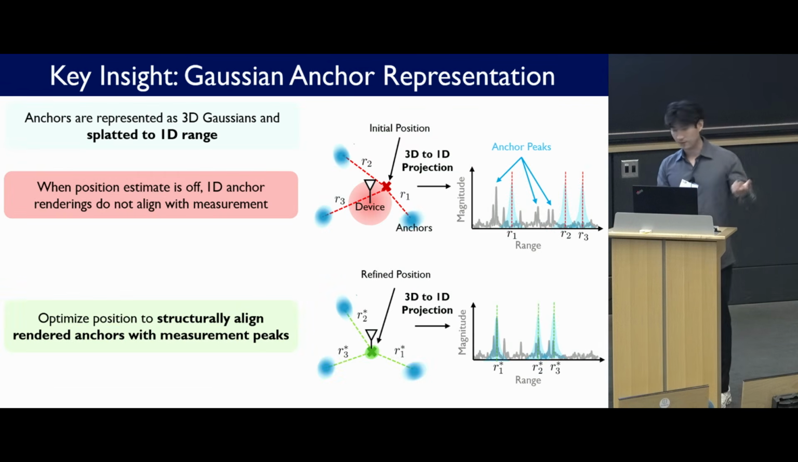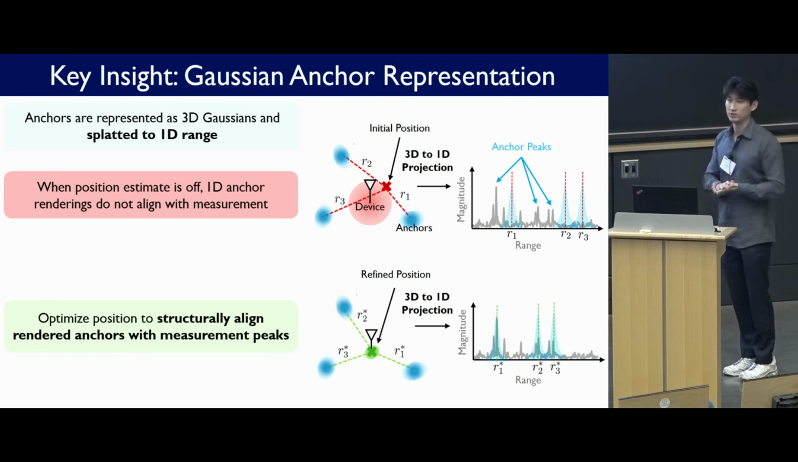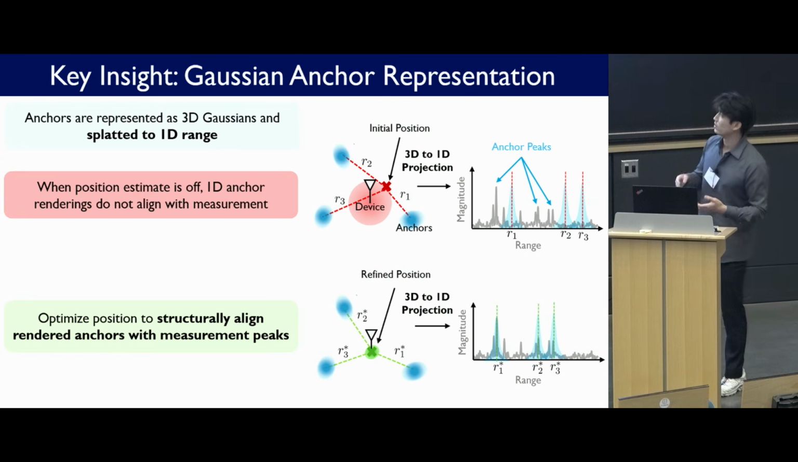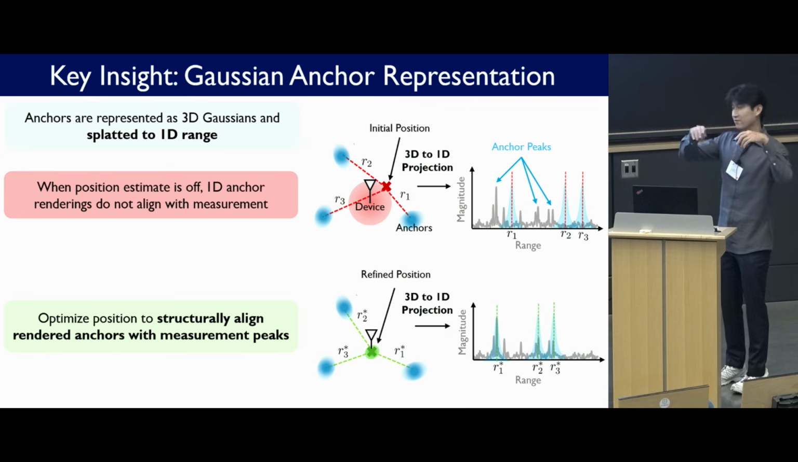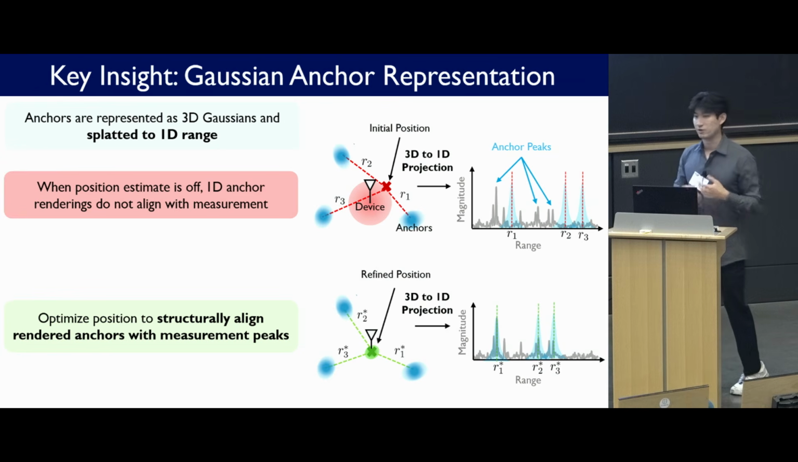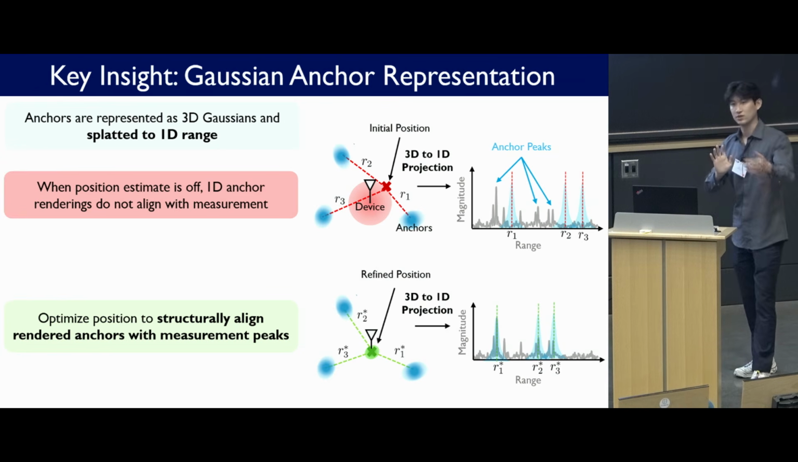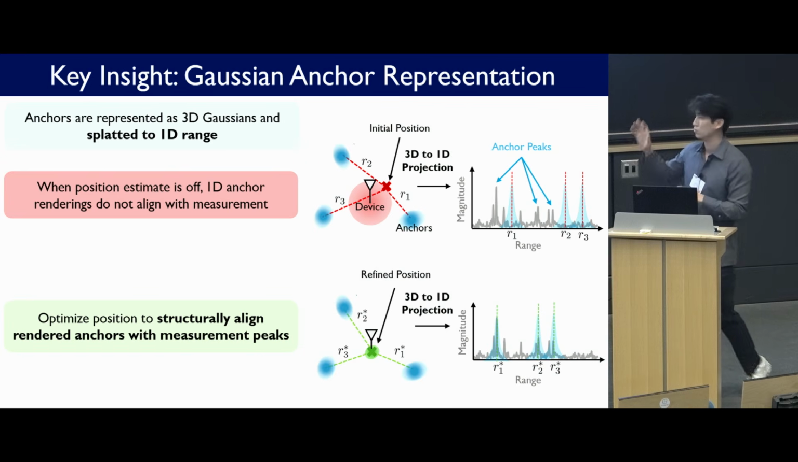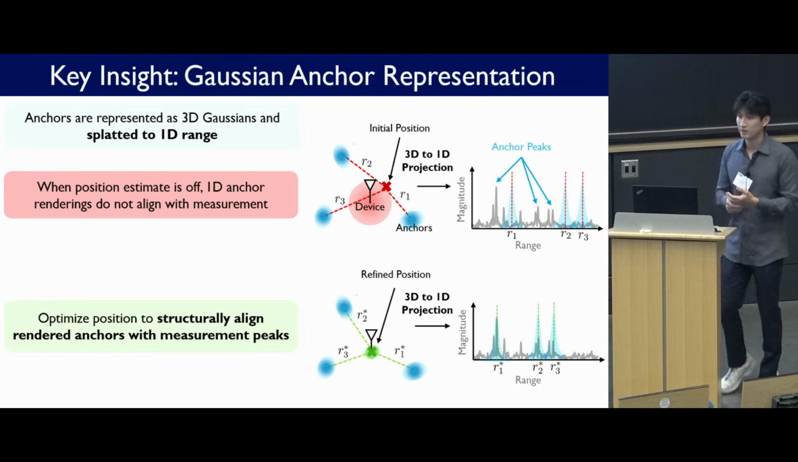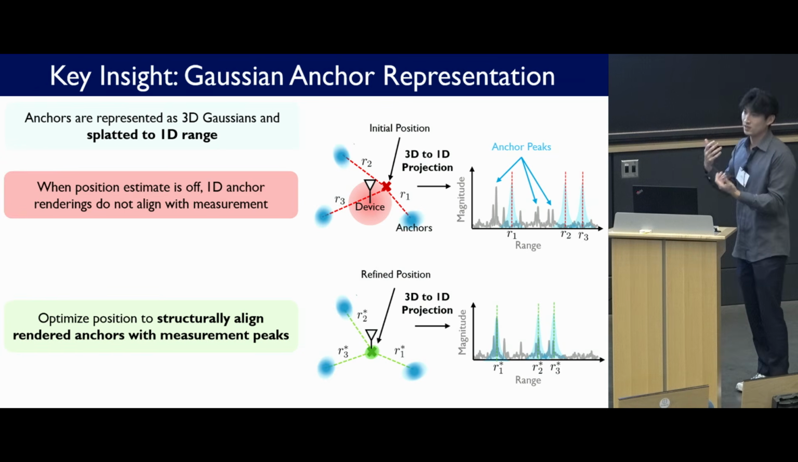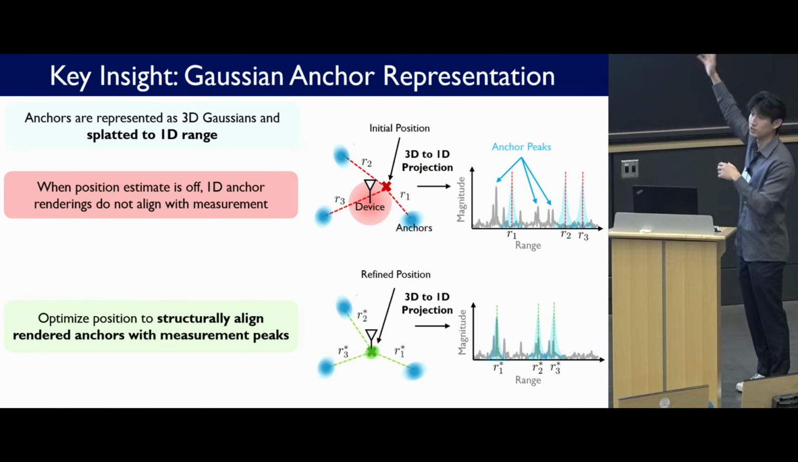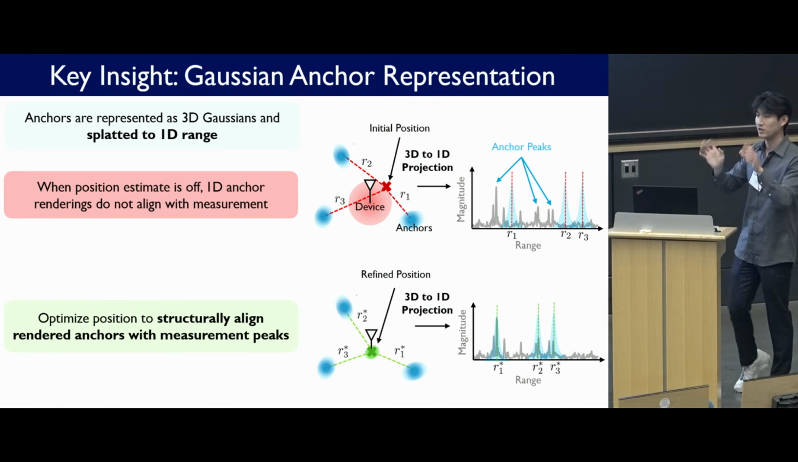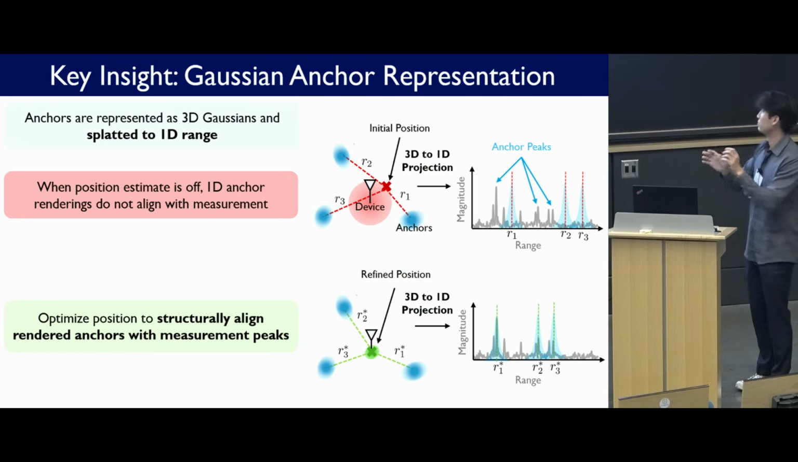And so what we're proposing is this idea of Gaussian anchors, right? We're borrowing concepts from computer vision and scene representations in order to actually solve this problem. So we represent every anchor position as a 3D Gaussian volume. And instead of doing what is classical, a 3D to 2D RGB projection, we project or splat into the 1D range domain. The insight here is that if my initial estimate of the position is incorrect and I splat my Gaussians into the range domain, then the peaks here do not align with the peaks actually in my measurement.